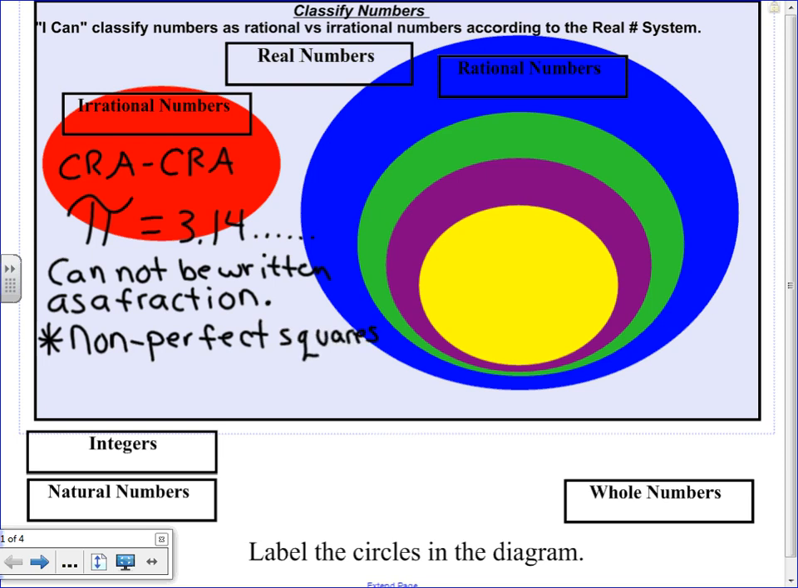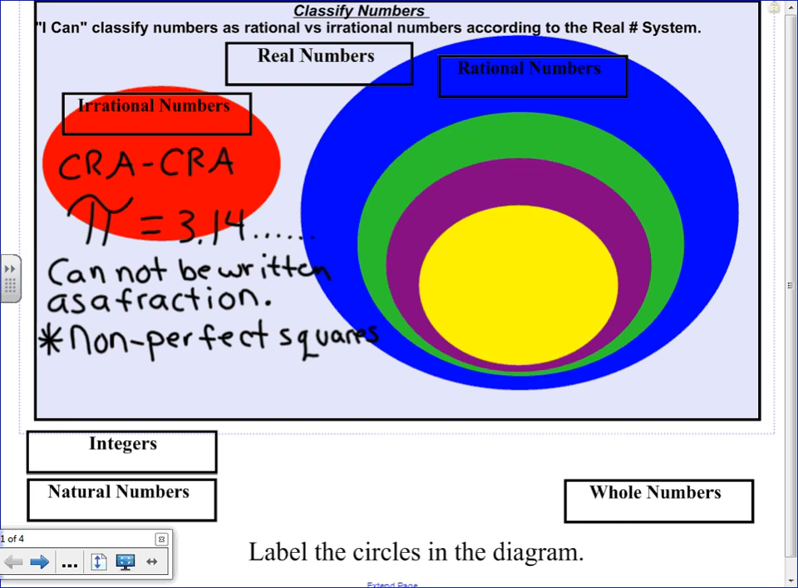So for example, we can't just say that all square roots are irrational because that is not the case. The square root of 25, for example, is 5. There's nothing irrational about that. But all of those square roots that fall in between perfect squares are irrational numbers.